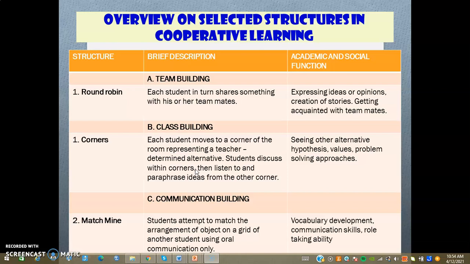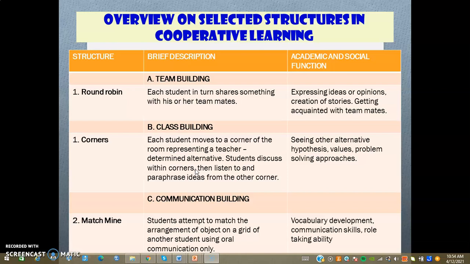And so each corner they will discuss. The first group will go into the first corner, and then they will move around the classroom. Okay, that's one strategy under corners. And it could also be that in one corner, you just leave them there. Group 1 will be assigned in corner 1, and they will discuss with each other. Group 2 is assigned in corner 2, and they will discuss with each other. So again, corners. Okay, it's for class building.